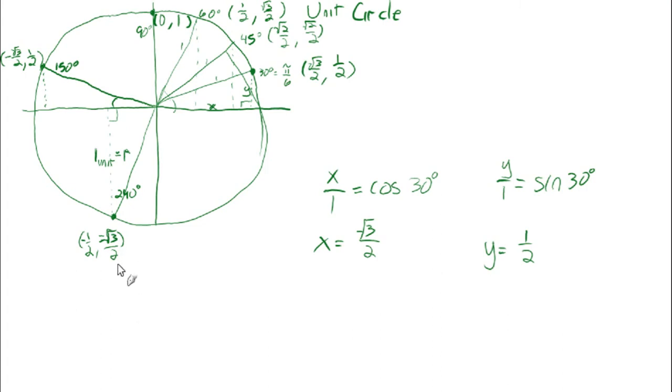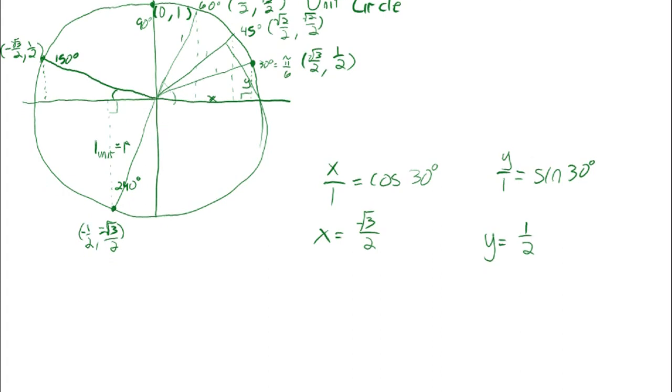Okay. So, it turns out what we've been doing by going around and saying, hey, look, this triangle is the same as this triangle, that's called using a reference angle. And that's what we'll talk about next. So that's the unit circle.